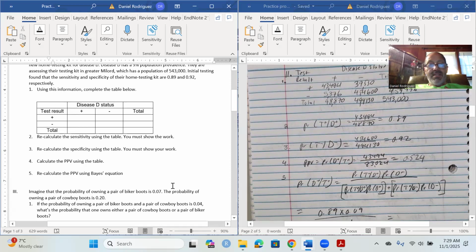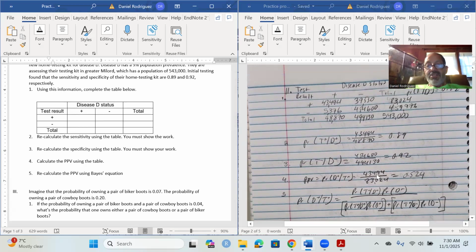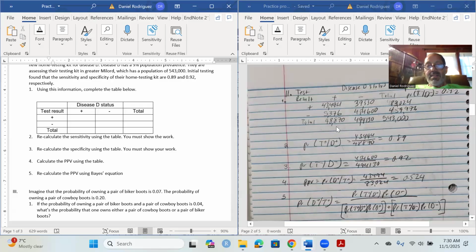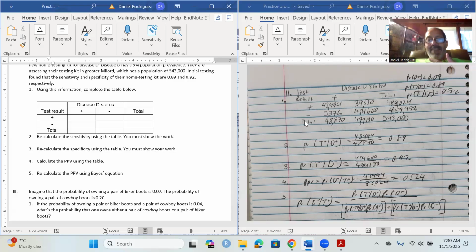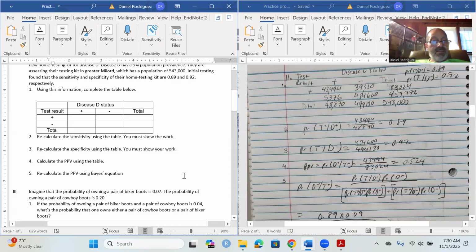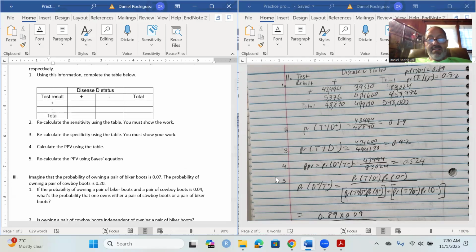Calculate the PPV using the table. So what I mean there is that you're going to show me how you do it if you have the tabulated values. PPV, by definition, is the probability of having the disease given you test positive. So we know that 83,024 tested positive, and of those, we know that 43,494 have the disease. So by definition, for PPV, it would be 43,494 divided by 83,024. That's what I mean by using the table. That's 0.524.